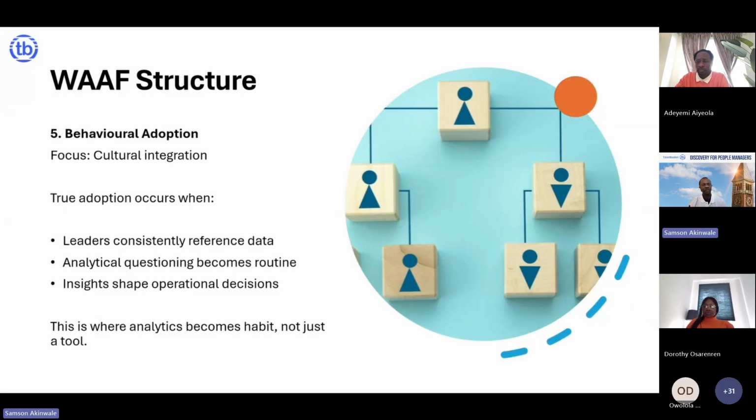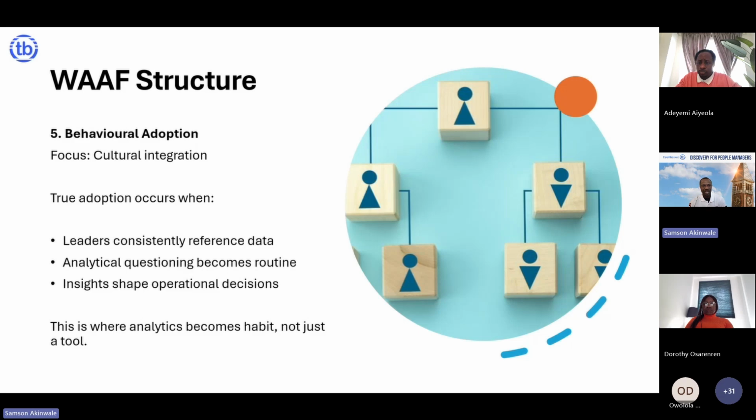So it also occurs when analytical questioning becomes routine. It occurs when insights shape operational decisions. And this is where analytics becomes a habit, not just a tool. That is the point WAF was trying to bring up.